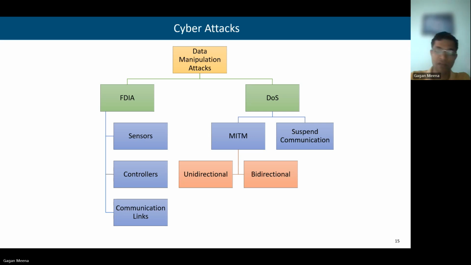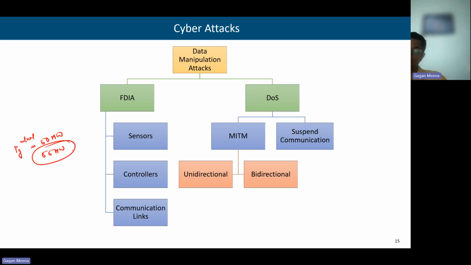as well. So in this case, what happens is that, let's say, the actual generation for a generator, P_G actual, was 50 megawatt, but the cyber attack is showing it as 55 megawatt. And there is a difference of 5 megawatt in generation and load, and it will increase. That will decrease the frequency.